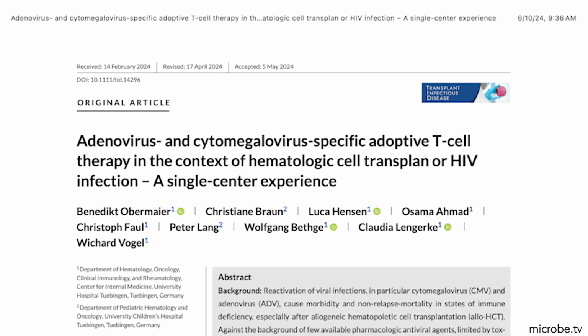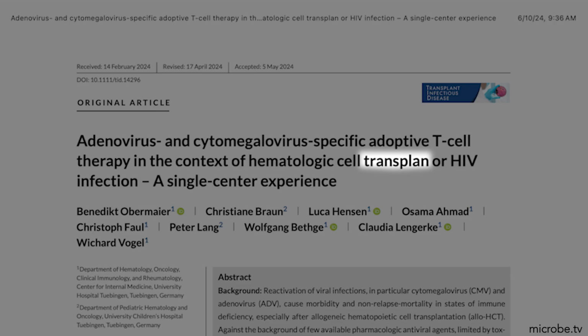But I also included this because it's a plug for double checking the spelling of your title when you do that final proof of your paper, because the T in transplant in the title was left out. At least on the PDF that I downloaded today, it's still left off. So maybe, I'm sure they'll fix it soon.